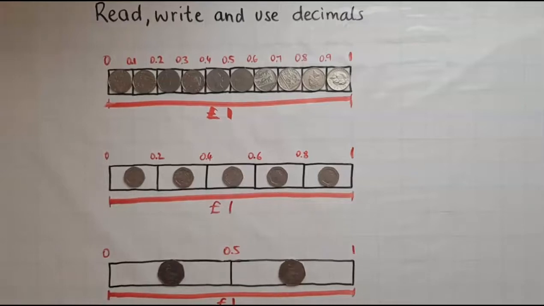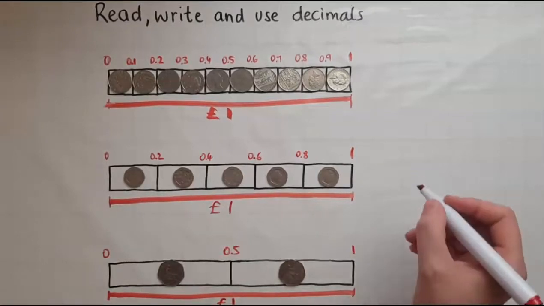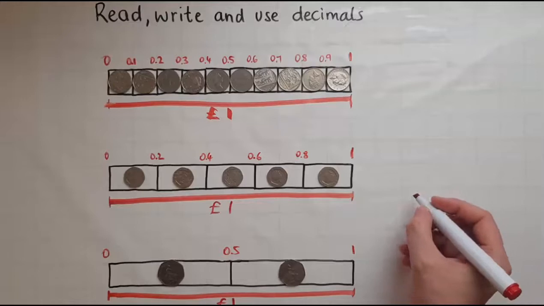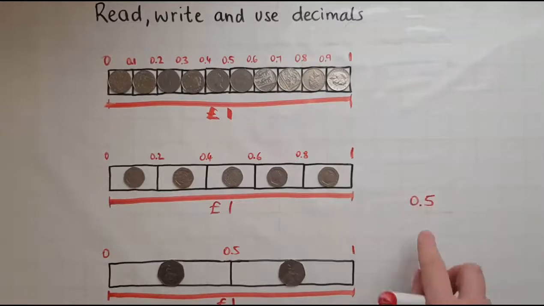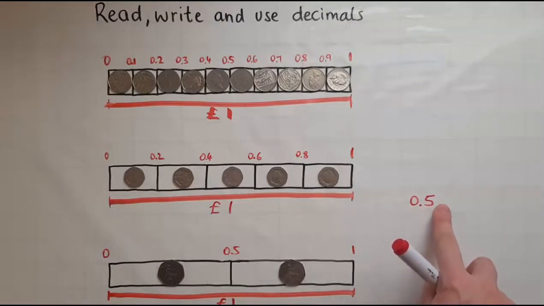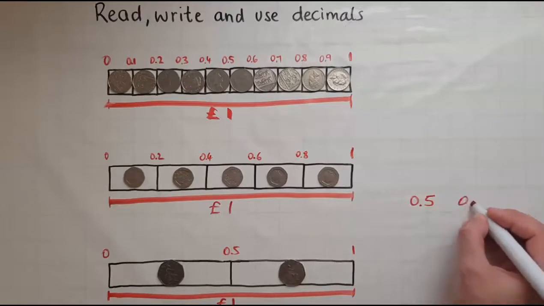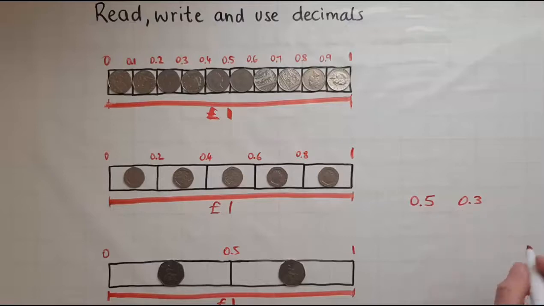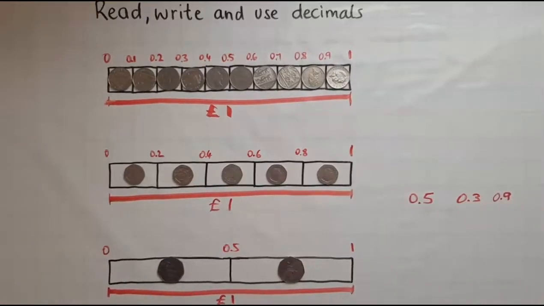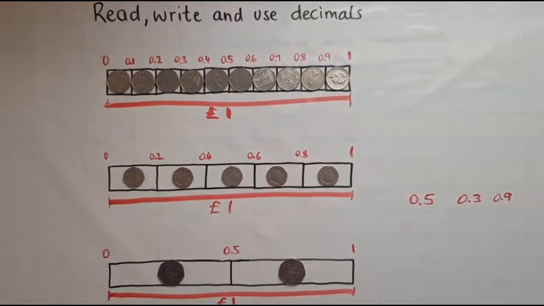So that means that when I write 0.5, that is read as 0.5. So we just read them in order. And 0.3, so 0.3 is written this way and is read as 0.3. And 0.9. So that gives us some examples of how to read and write decimals.